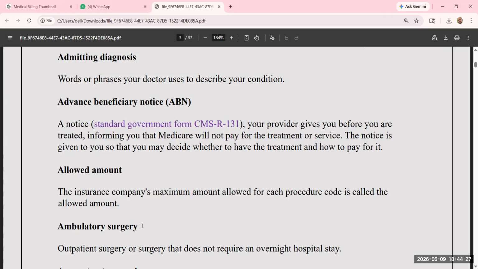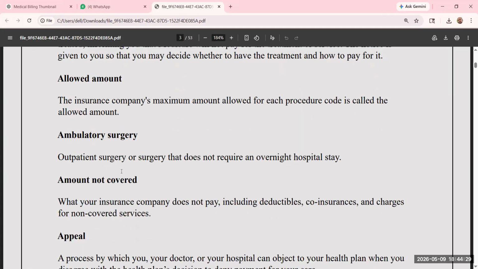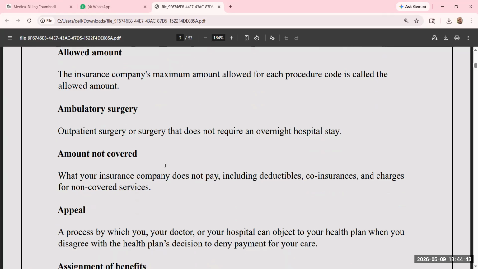Ambulatory surgery: outpatient surgery, or surgery that does not require an overnight or 24-hour hospital stay, is called ambulatory surgery or same-day surgery. These kinds of terms are used.